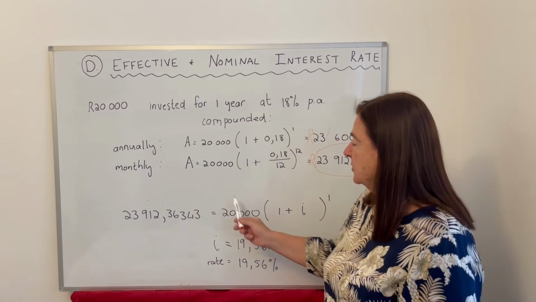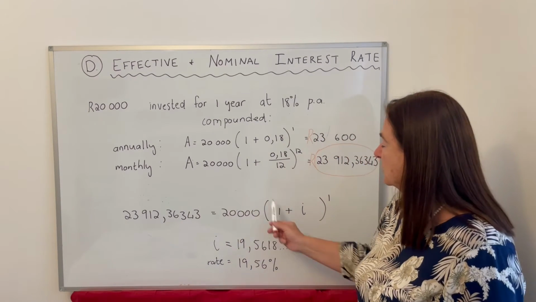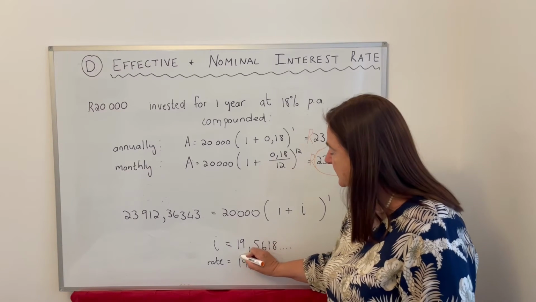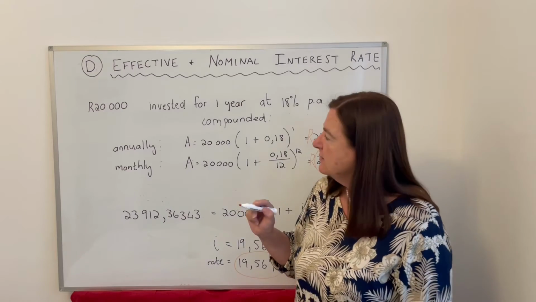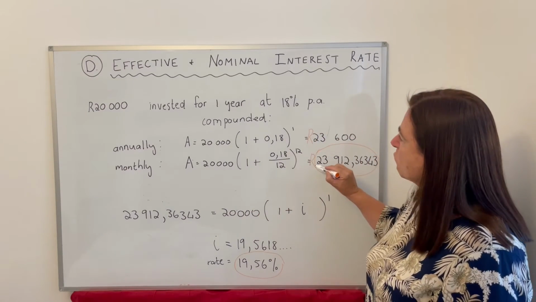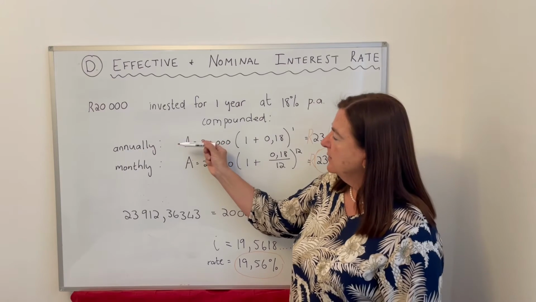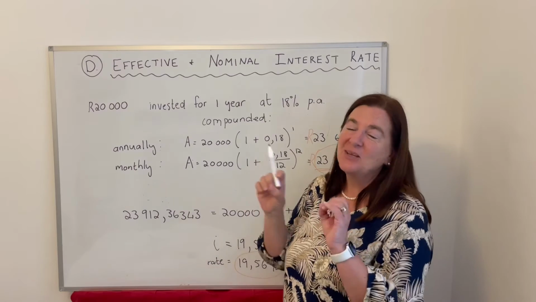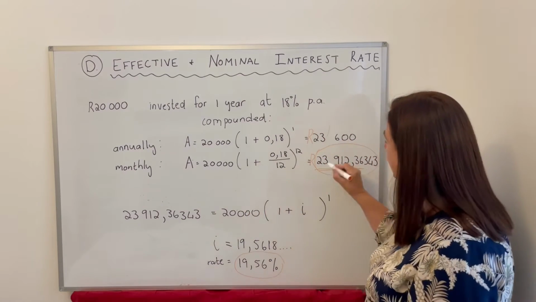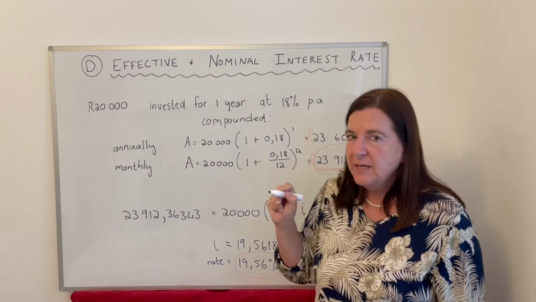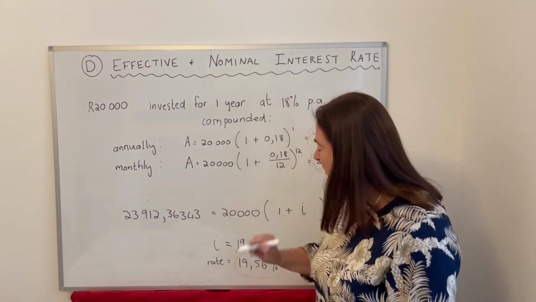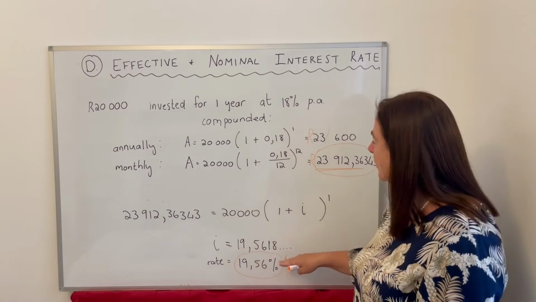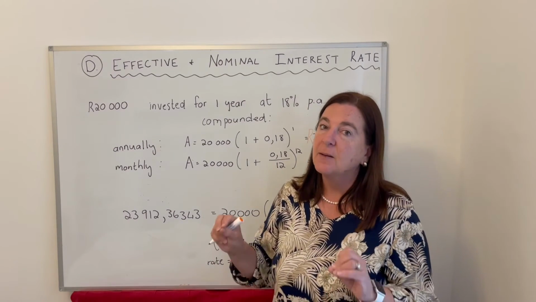So you know the drill, you divide by 20,000, you subtract the 1, etc. And we ended up with a rate of 19.56%. In other words, if I wanted to end up with 23,912, that would mean that my effective interest rate would have to be 19.56% in order to end up with the same amount as if I was compounding it monthly.